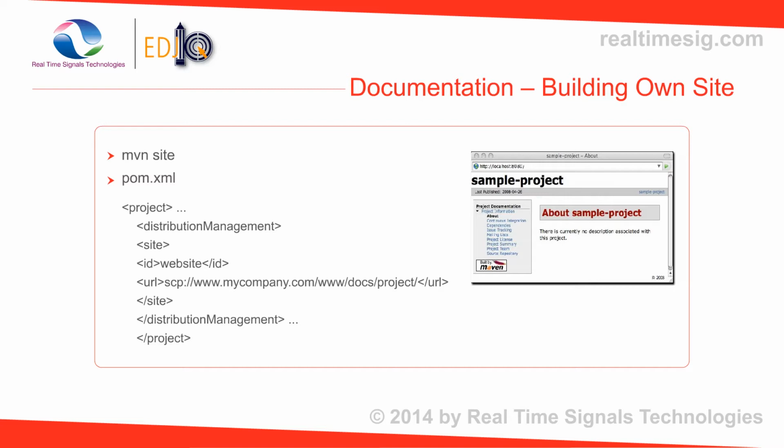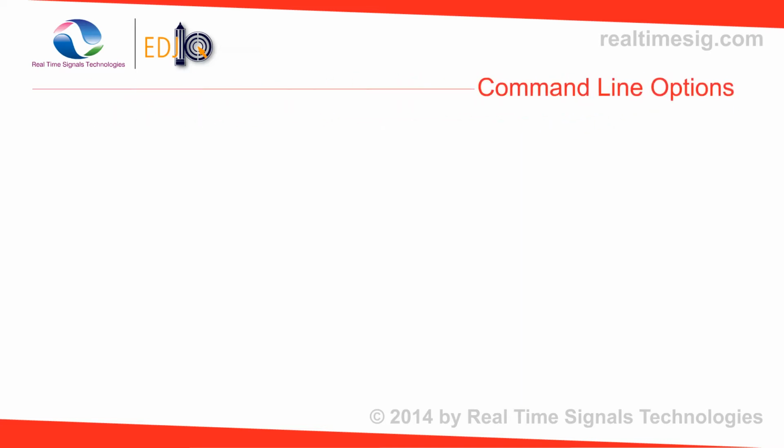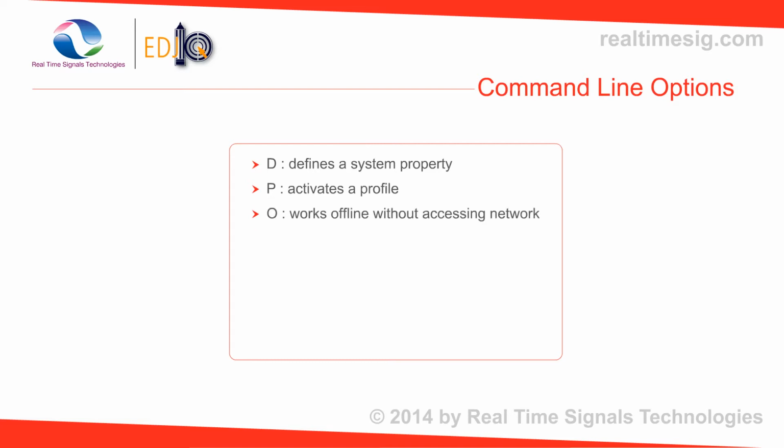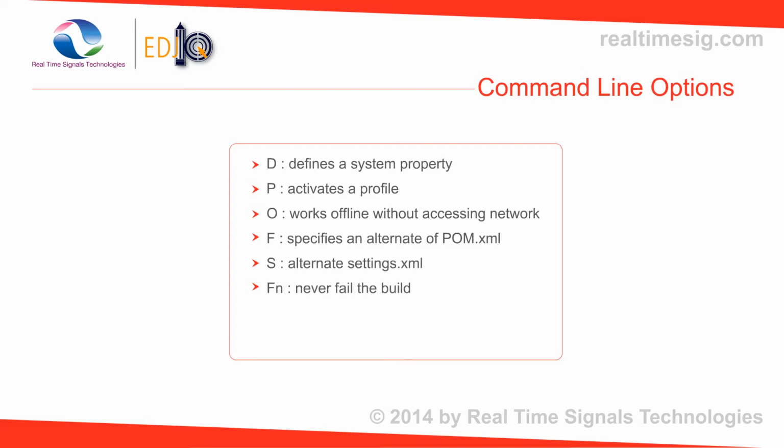The following are the command line options generally used in Maven commands according to requirement. -D defines a system property. -P activates a profile. -o works offline without accessing the network. -f specifies an alternate pom.xml. -s alternate settings.xml. -fn never fail the build. -q show only errors. -X debug output.